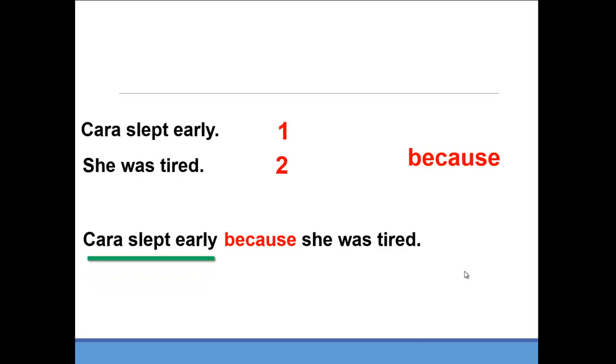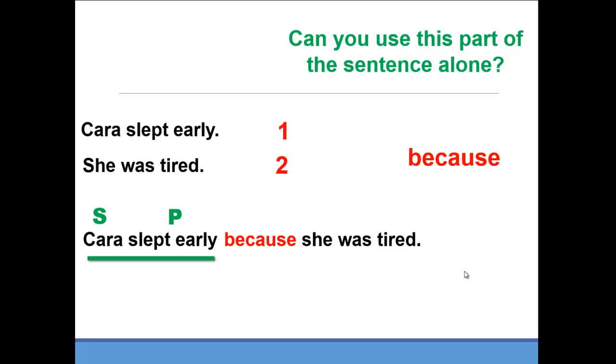Let's check the first part of the sentence. Who slept early? Cara. So Cara is the subject. What did Cara do? She slept early. So slept early is the predicate. Can this part of the sentence be used alone? Does it tell a complete idea? Let's read it one more time. Cara slept early. Yes, it tells a complete idea. Yes, it can be used alone.